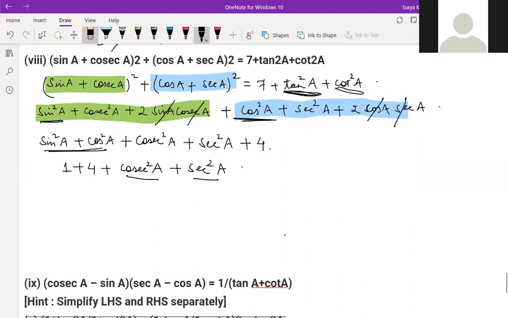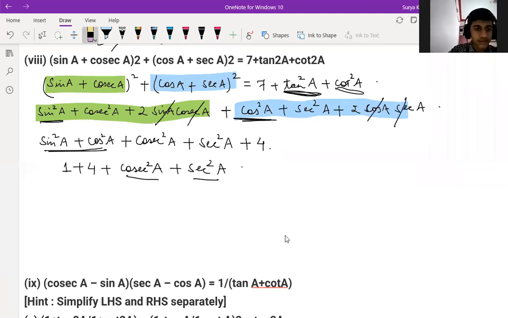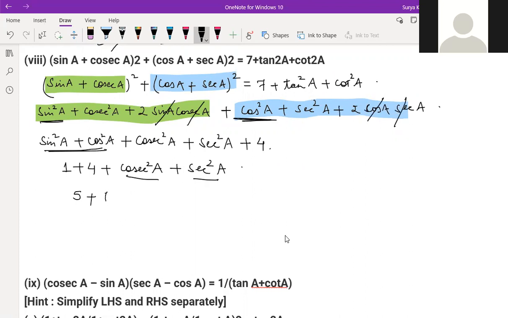Sir, I can tell, sir. Okay, tell me. So cosec square a plus sec square a, sir. So we got this one. Yeah. So we have got 1 plus cosec square a plus sec square a plus 4. Here you go, sine square a plus cos square a equals 1. We know this. So 5 plus 1 plus cot square a plus 1 plus tan square a.